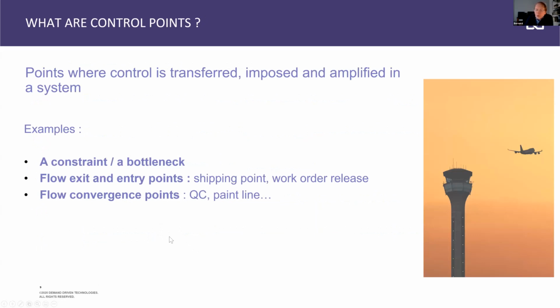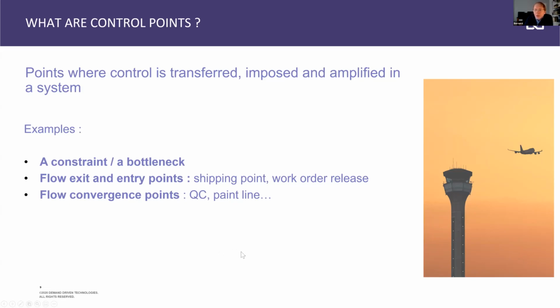Control points will also be used in this model, and control points are typically bottlenecks. For instance, if you have a constraint in your system, you want to make sure you drive your schedule based on the pace of that constraint.